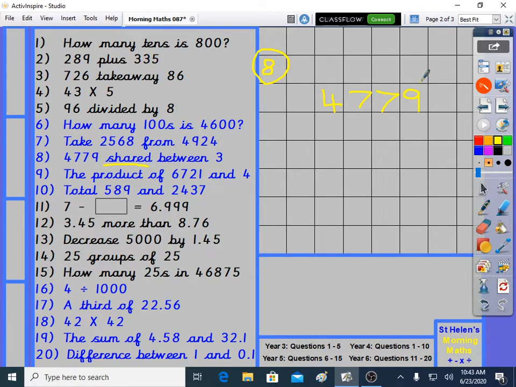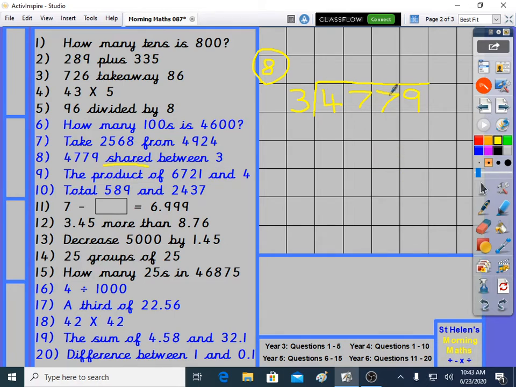4,779 shared between 3. Now, if your 3s are watching, this is why really you need the bus stop in the end. When you start dealing with big numbers, this is a 4-digit number inside the bus stop. 1, 2, 3, 4 digits in it. It's a year 4 level question. You don't need to be able to work with 4-digit numbers in year 3. But I know many of you like to go on.